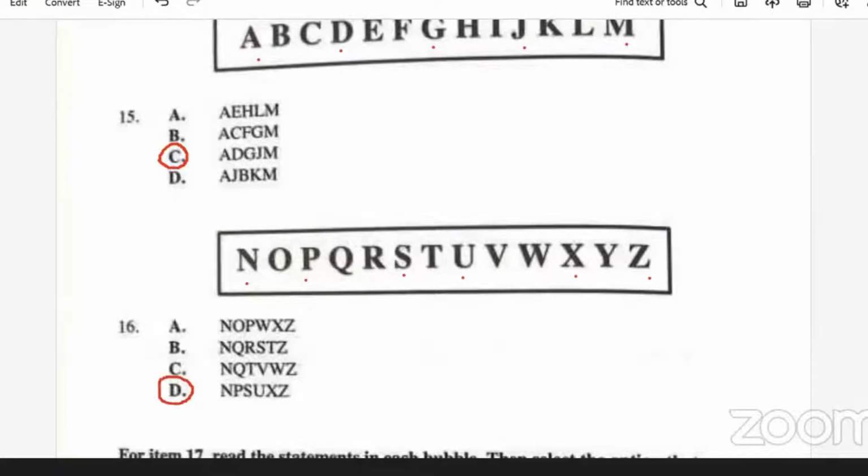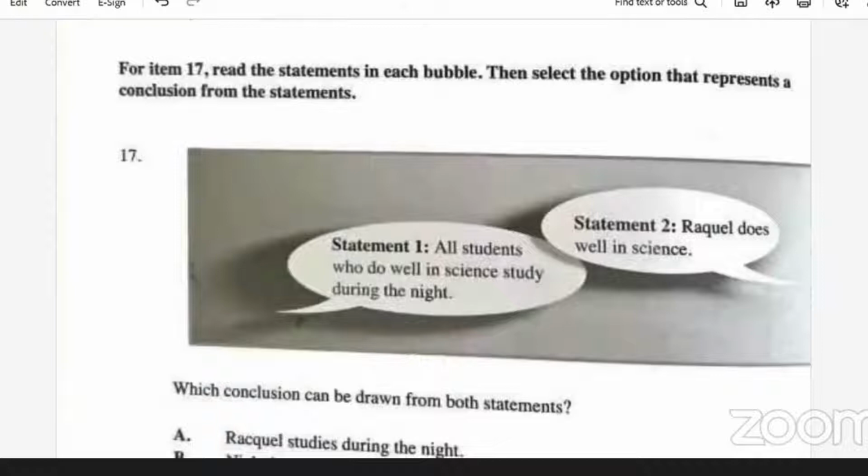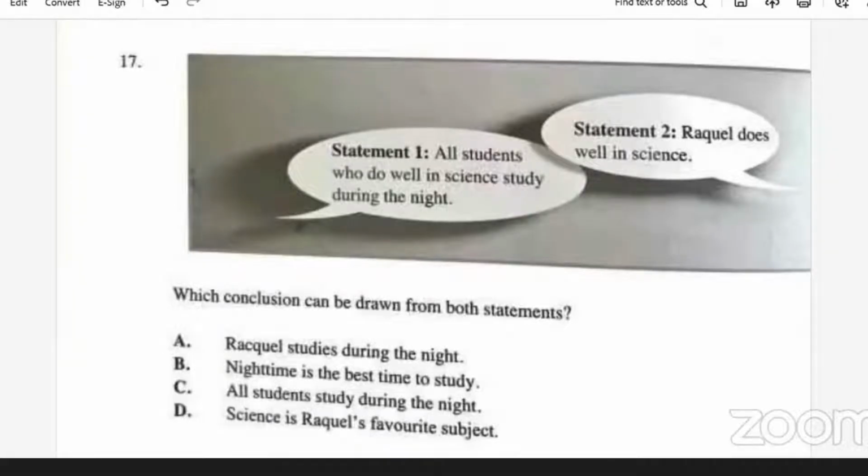All right, let's get to question 17. For question 17, you're going to read the statements in each bubble, then select the option that represents a conclusion from the statements. Statement 1 says, all students who do well in science study during the night. Statement 2 says, Raquel does well in science. What conclusion can be drawn from both statements? Is it that Raquel studies during the night, that nighttime is the best time to study, that all students study during the night, or that science is Raquel's favorite subject?